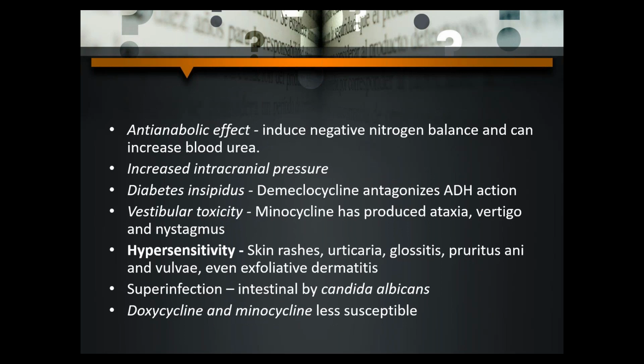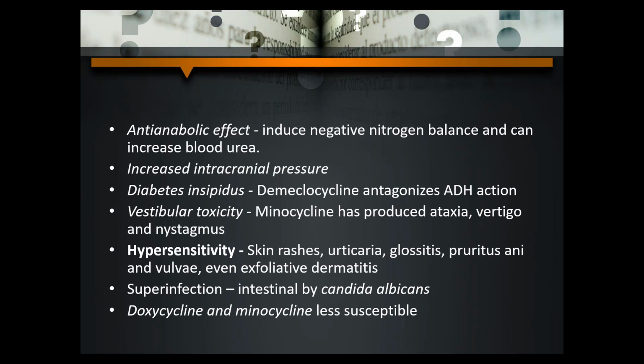The next one is the anti-anabolic effect. You know, anabolic means more nitrogen is taken in, which leads to good muscles. Anti-anabolic effect here produces negative nitrogen balance, meaning nitrogen in our body disappears, and it can increase the blood urea. If it goes into the CSF also, there is a chance of increased intracranial pressure, but this is very rare. And diabetes insipidus may also occur only with demeclocycline, because it has an antagonizing property to the ADH action.